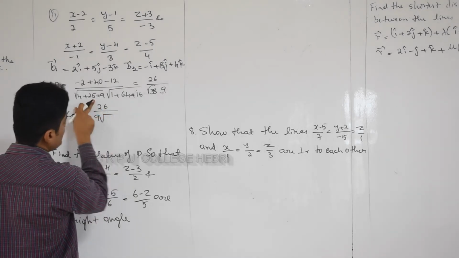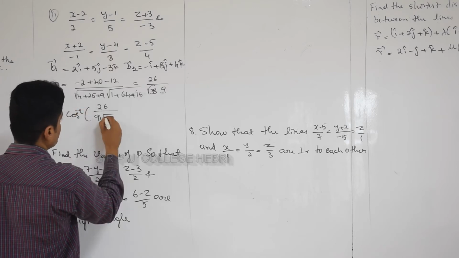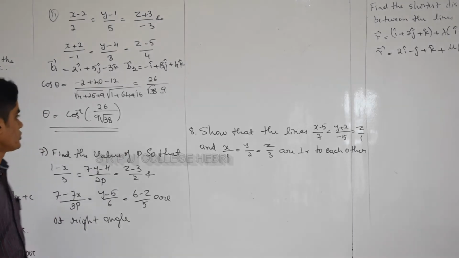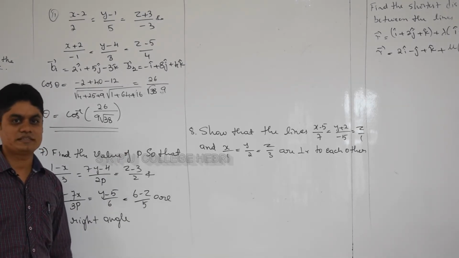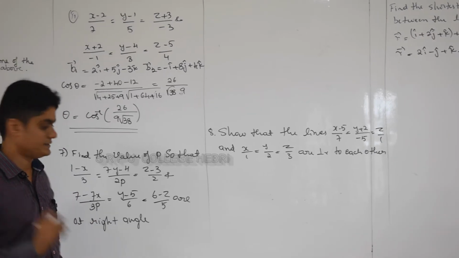Maximum we can keep this. Theta is equal to cos inverse of 26 by 9 into root 38. So two simple problems. First one is in vector form, next one is in Cartesian form. Yes, very good.